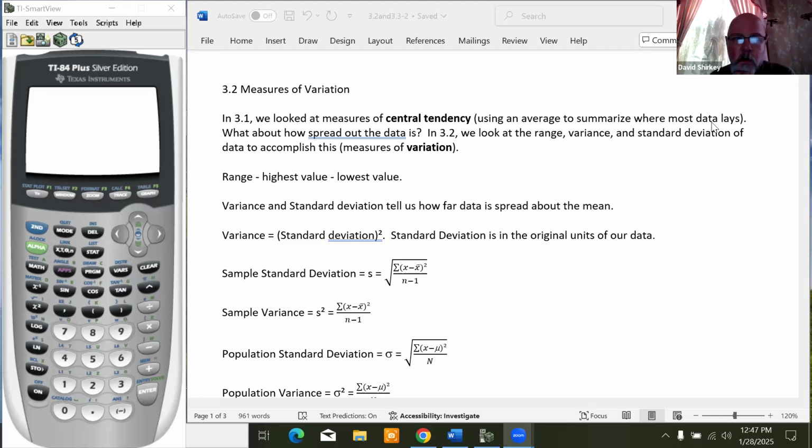All right, so we are in section 3.2, measures of variation. Back in 3.1, we looked at measures of central tendency, where you're using an average of some type to summarize where most of the data lays. So in this section, we're looking at how spread out the data is. In 3.2, we look at what's called the range, the variance, and standard deviation of data to accomplish this. In other words, we're looking at measures of variation.